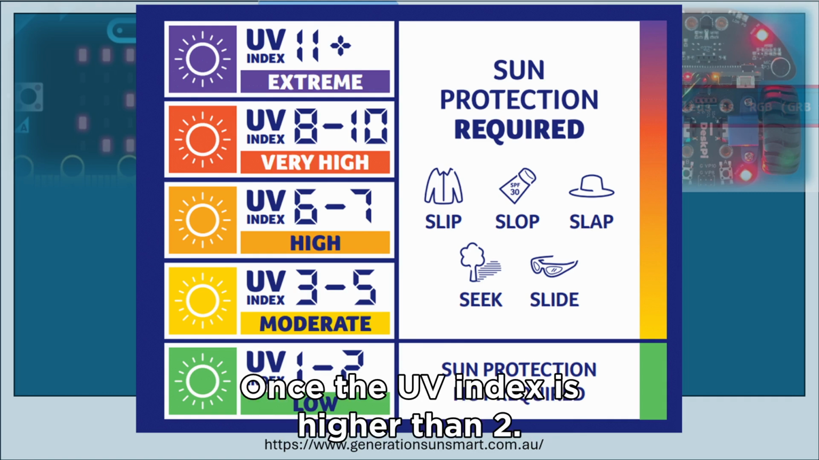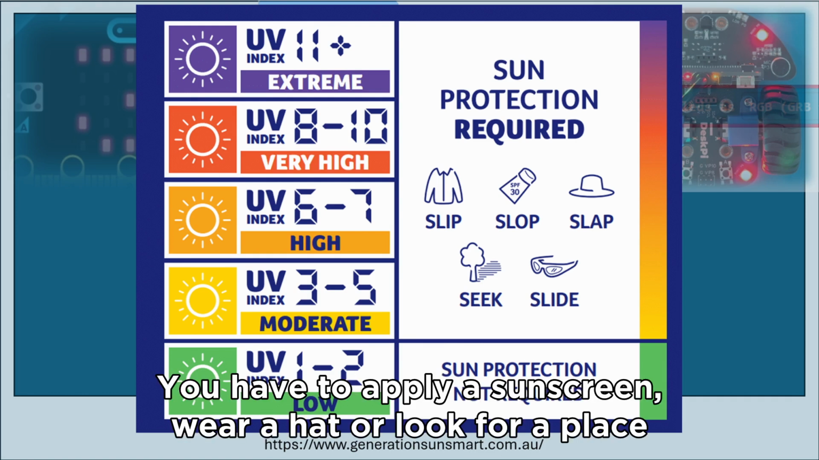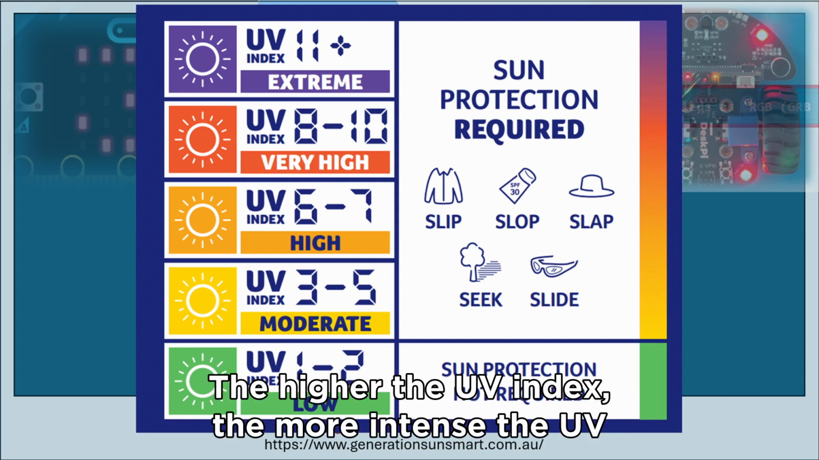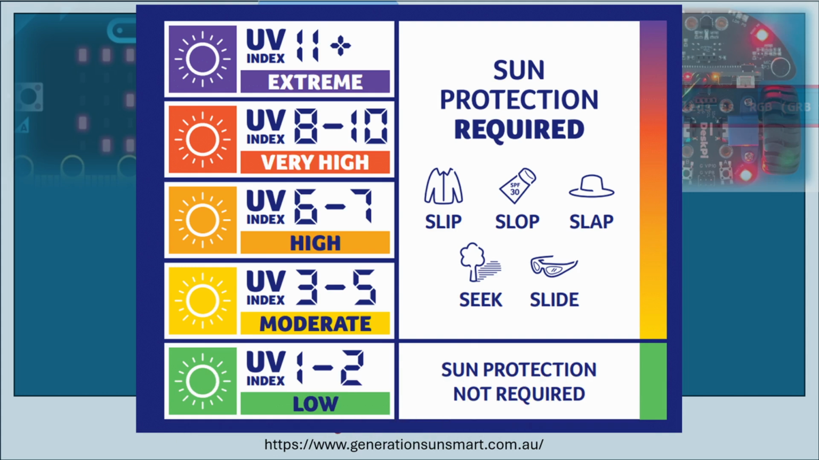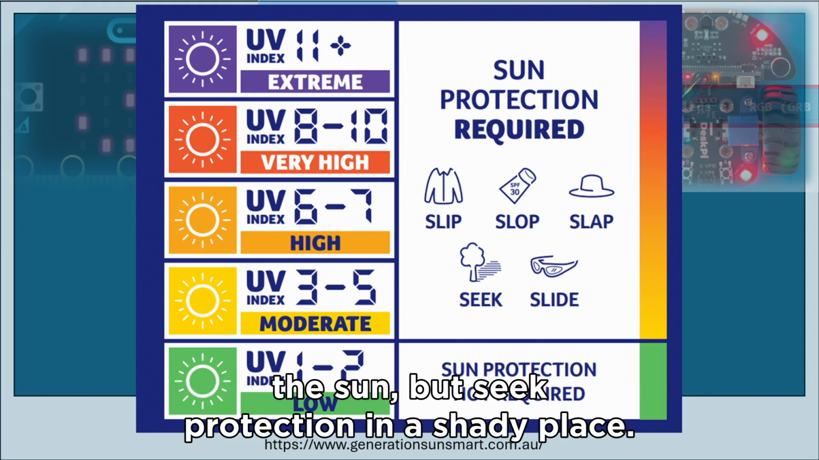Once the UV index is higher than 2, you have to apply a sunscreen, wear a hat, or look for a place in the shadow. The higher the UV index, the more intense the UV radiation is, and the higher the protection of your sunscreen has to be. In those cases, it is important not to stay too long in the sun, but seek protection in a shady place.